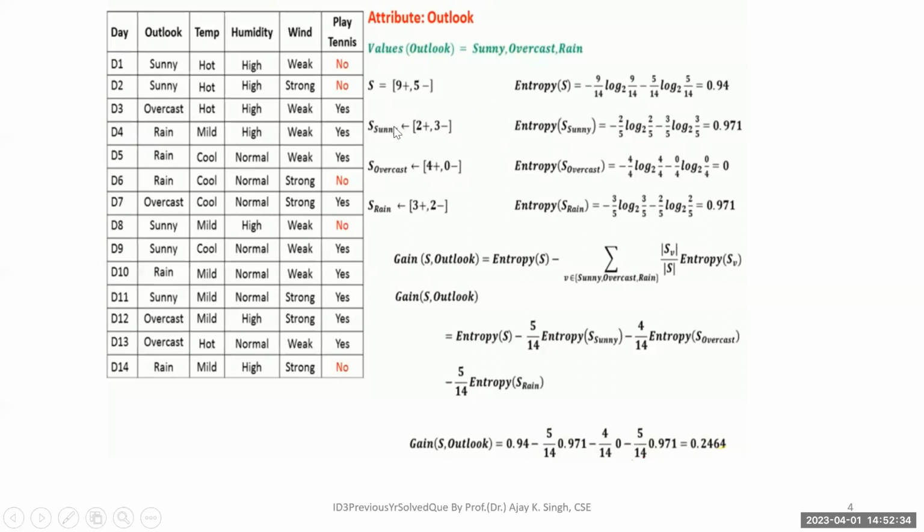Now, first of all, we are going to take sunny. In sunny, we are going to see how many total sunnies are there in this particular output. So 1, 2, 3, 4, 5. 5 sunnies are there. Out of these 5 sunnies, for which sunny is it going to say that the tennis player is going to play? That is positive.